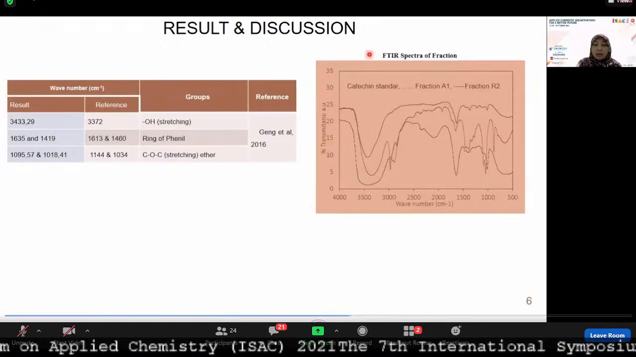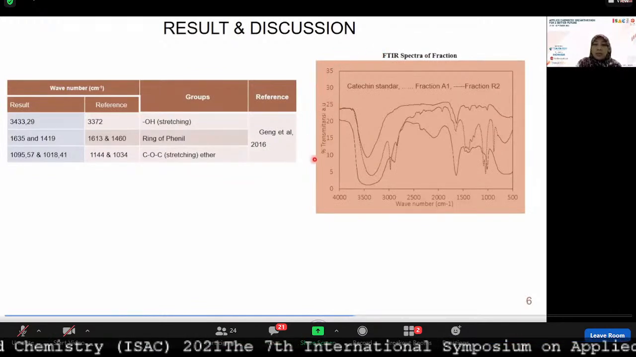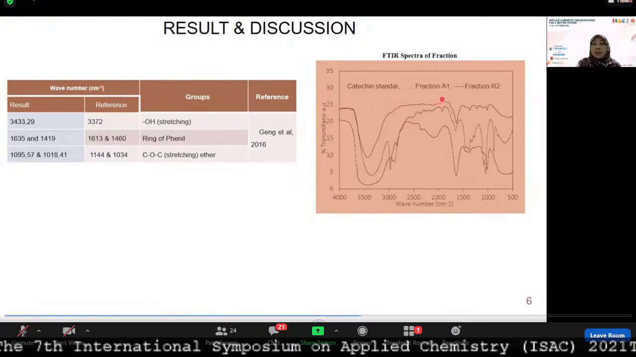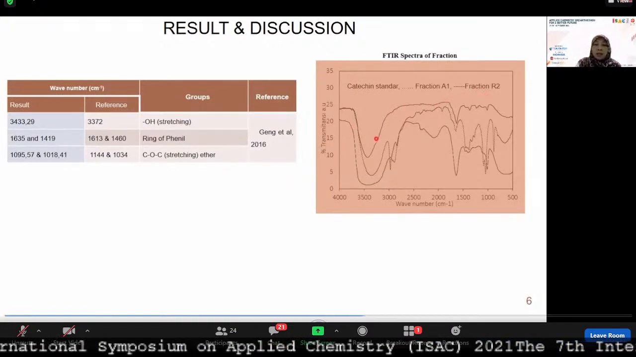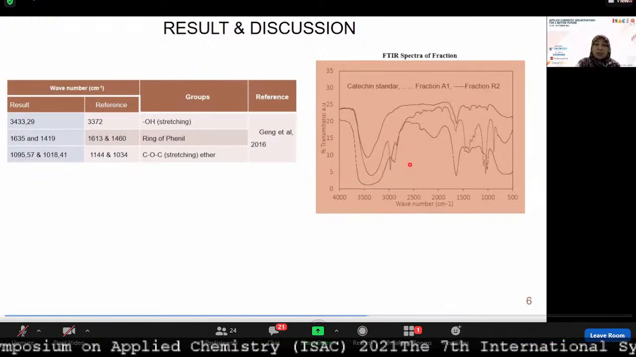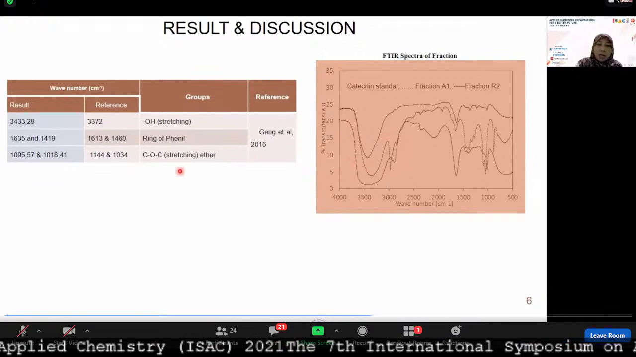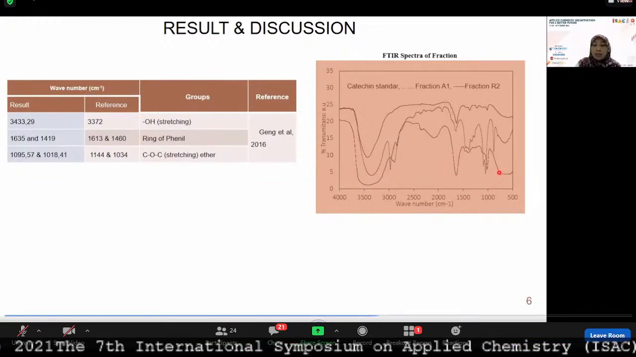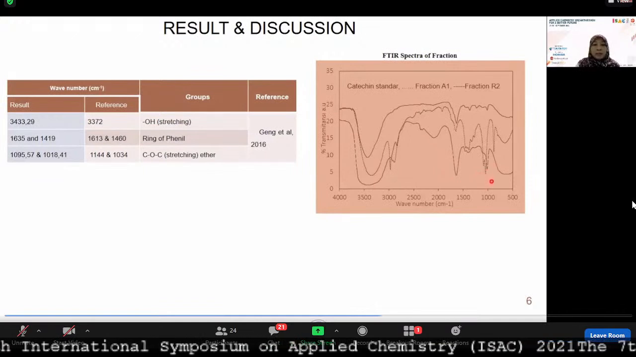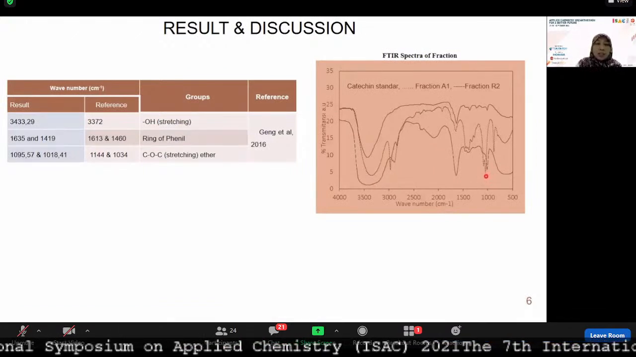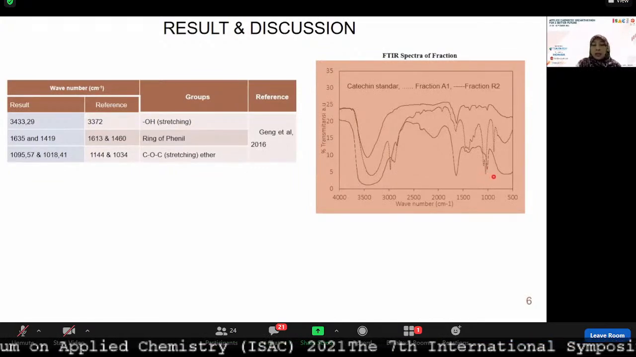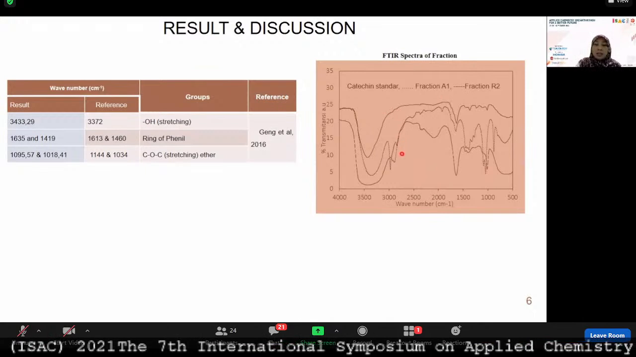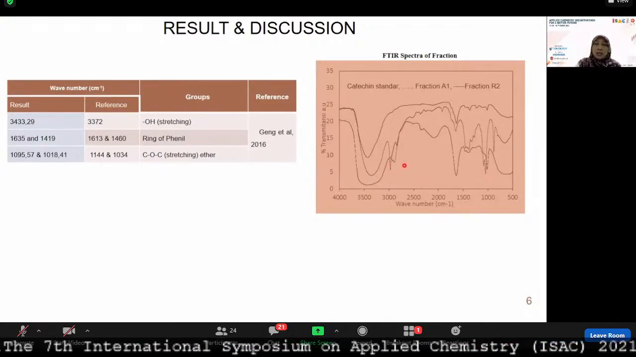This is the FTIR spectra of the fractions. We can see from this spectra that it is similar between the catechin standard and the Arabica fraction and Robusta fraction. In this wider peak is very characteristic for hydroxyl group, and then this is for the vinyl ring, and then the peak at 1095 until 1018 is for COC ether. And this is the difference between the catechin and the fraction. It indicates the CH stretching.